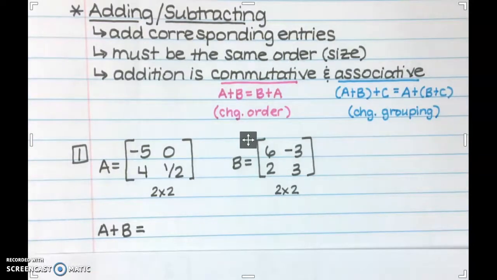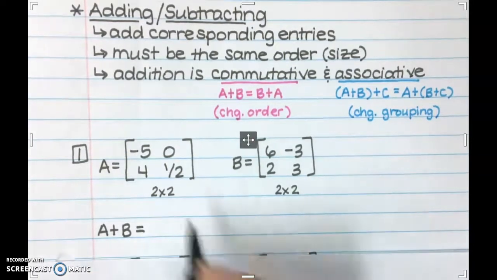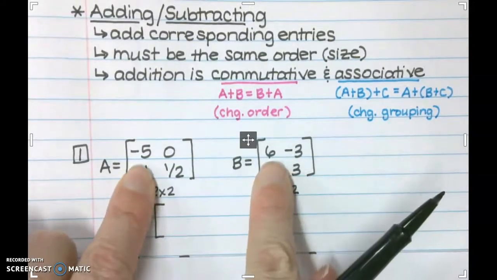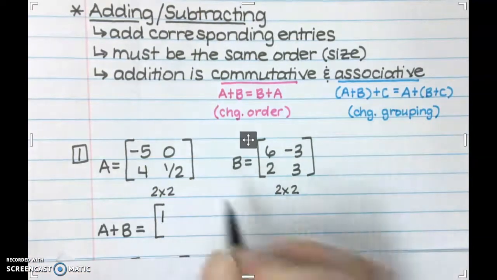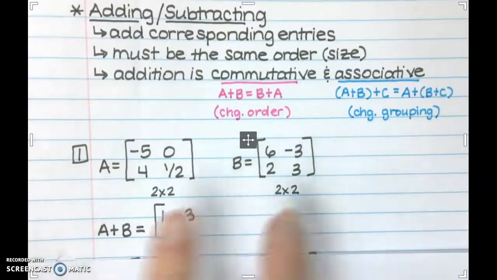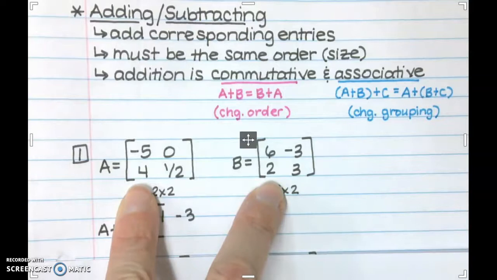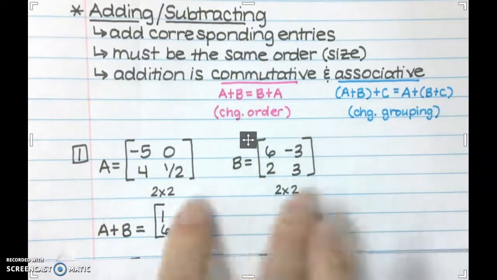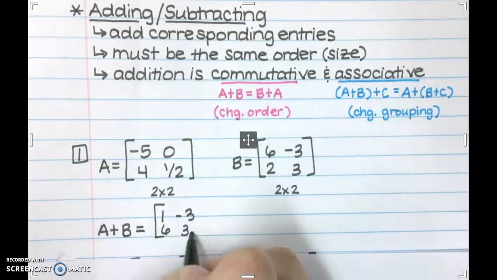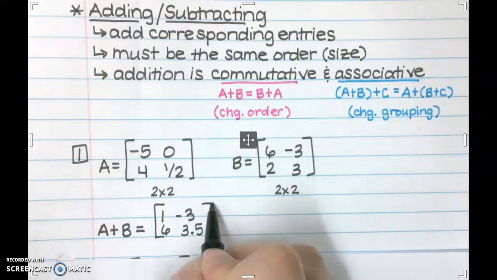What we're going to do then is add corresponding entries. I'm adding -5 and 6, since they show up in the exact same location, row 1, column 1. So -5 plus 6 gives me 1. 0 plus -3 gives me -3. 4 plus 2 gives me 6. And 1/2 plus 3 gives me 3.5. I could write it as a decimal or as a fraction.